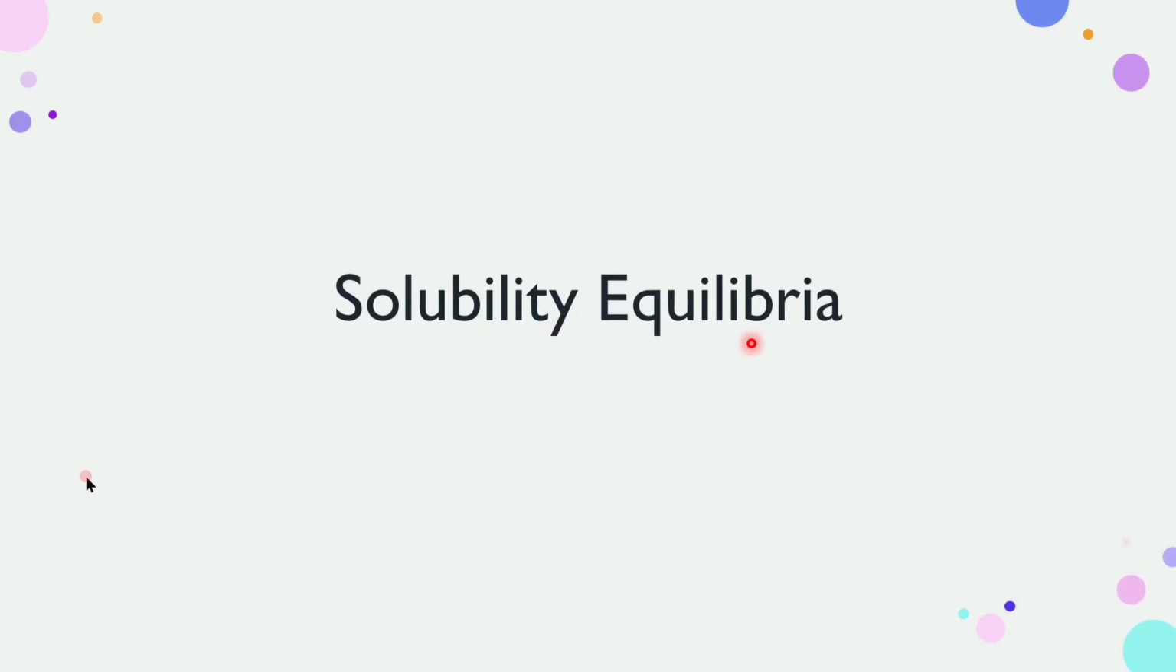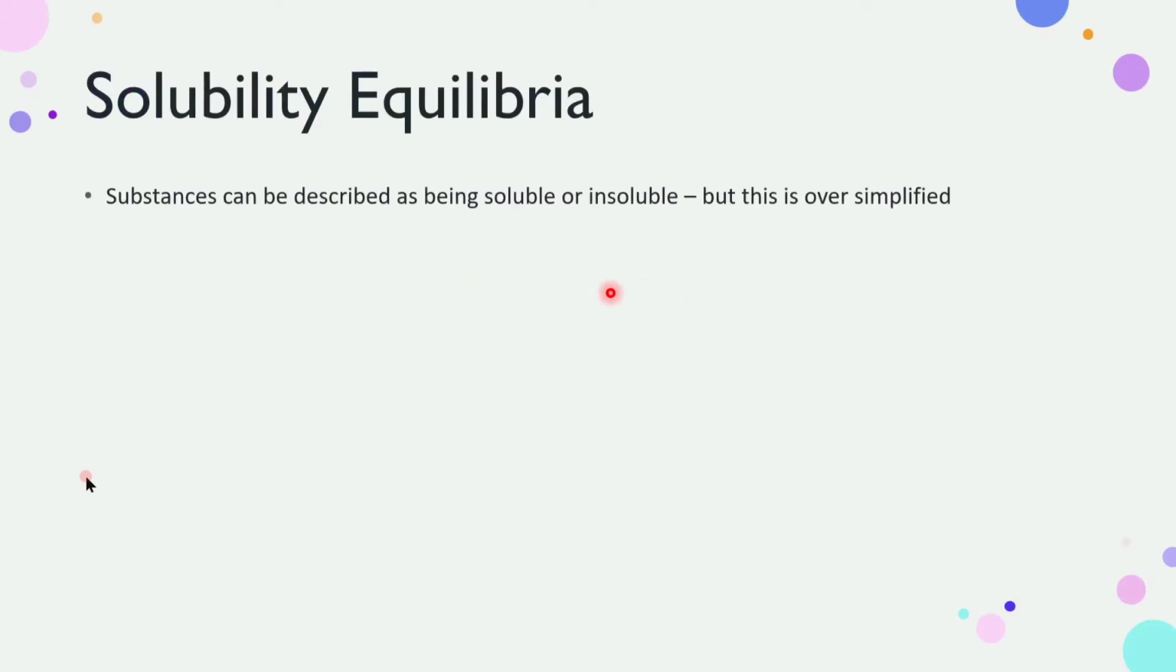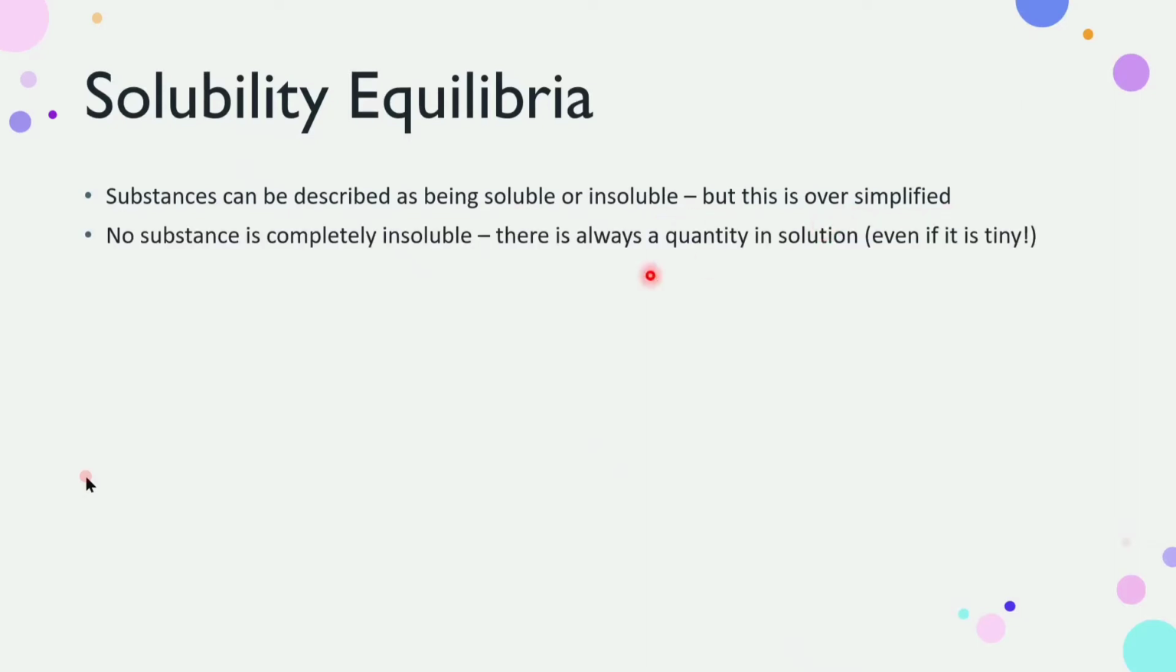Today's video is on solubility equilibria. So let's jump straight into it. Substances we often describe as being soluble or insoluble, but this is an oversimplification. No substance is actually completely insoluble. There is always a quantity in solution, and when we say in solution, we mean dissolved. It doesn't matter how tiny this quantity is, there is always a quantity that's going to be in solution. So no substance is completely insoluble.